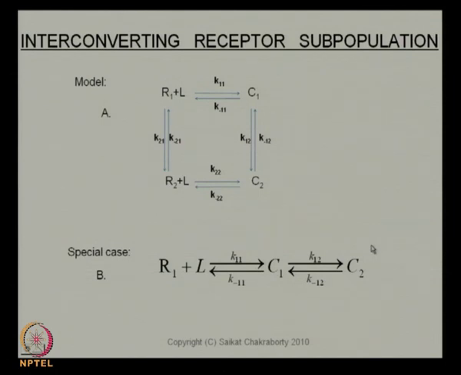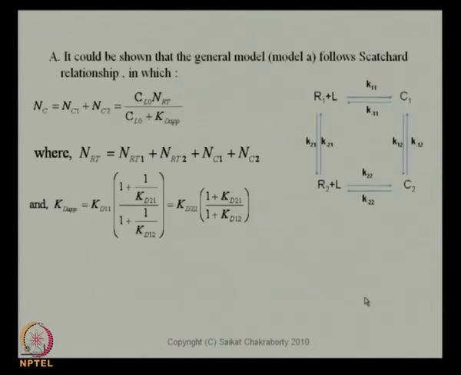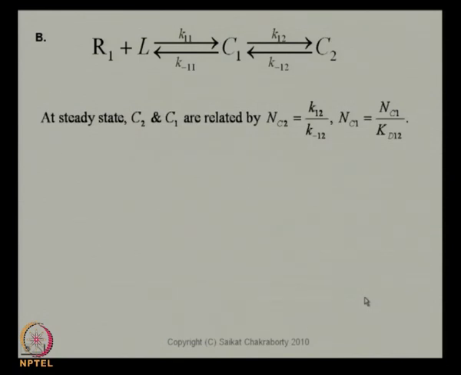So, in the remaining part of this lecture, we will essentially look at and model these. To start with, we will look at the special case B first, the reason being that it is easier to model. We will come back and look at A after that. So, in B, R1 plus L, k11 is a forward rate constant, k minus 1 is a backward rate constant, and C1 and C2 are the complexes which undergo conformational change through the rate constants k12 and k minus 12.